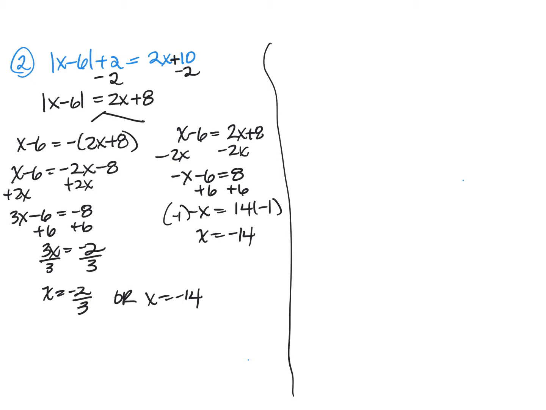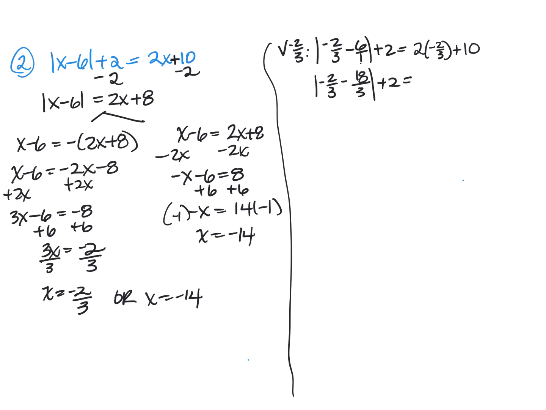So I'm going to check first the negative 2/3, because it's the grossest one. Let's get it out of the way, right? Let's plug that in. So the absolute value of negative 2/3 minus, I'm going to put that 6 over 1 for funsies, plus 2 equals 2 times negative 2/3 plus 10. All right, let's see what happens. I'm going to just do the left side first. So I need to get a common denominator inside the absolute value of 3. So I'm going to have negative 2/3 minus 18/3, and this will give me negative 20 over 3 plus 2.